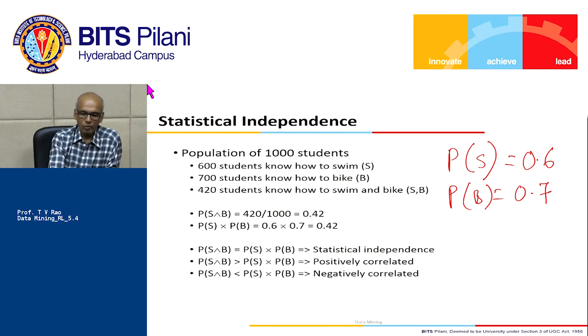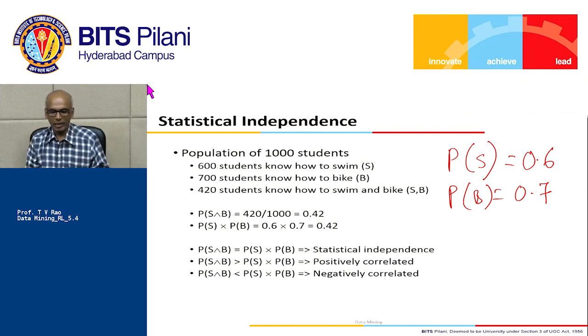Similarly, when you're looking at the people who know biking, there are 700 people. Among them again 60% of the people know how to swim. So their swimming has nothing to do with knowing how to bike. So you can see that in this case this is statistically independent.